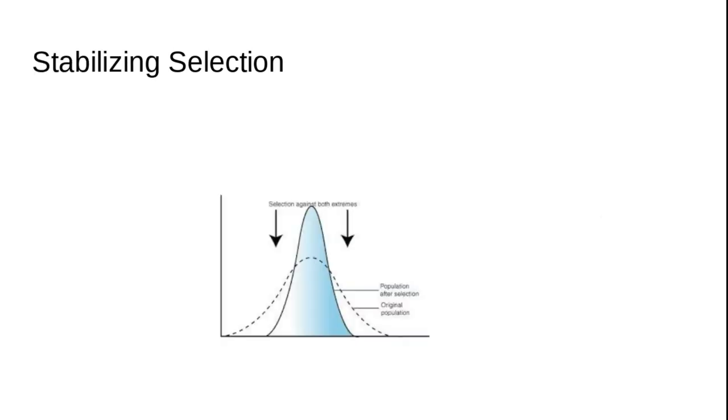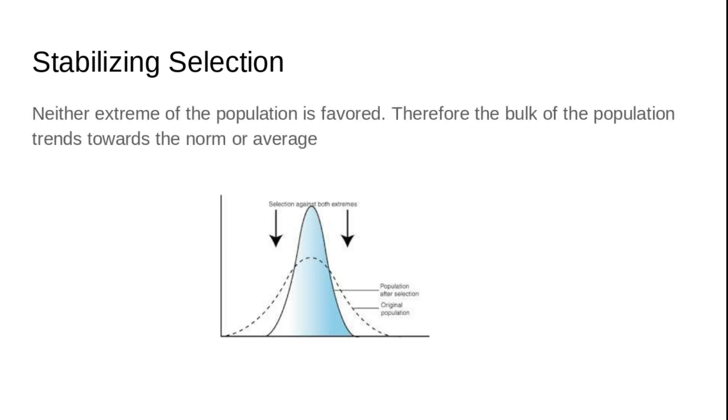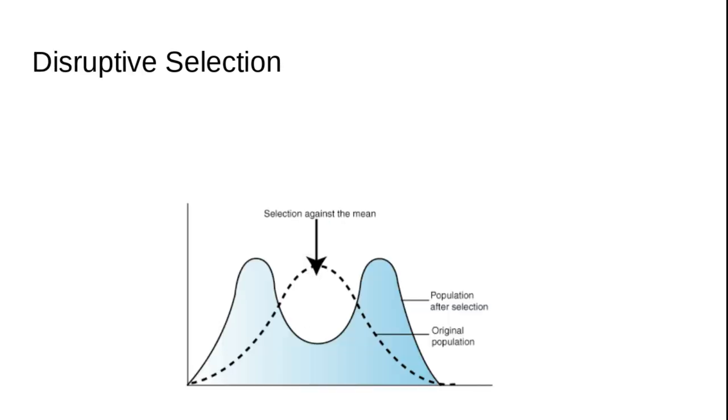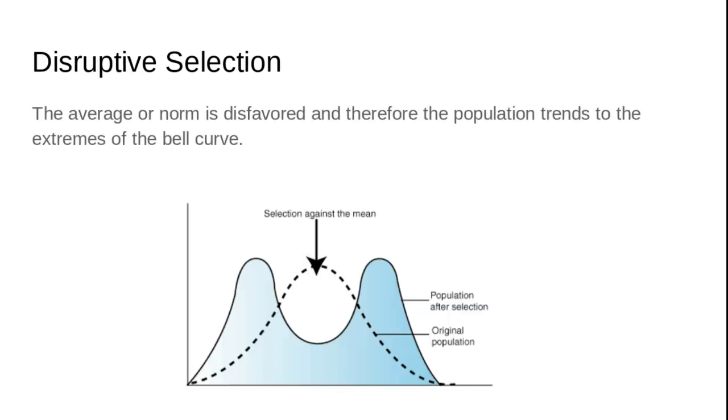Next one's called stabilizing selection. In this case, both extremes are not favored, and the average or the norm is favored. And as you can see from this graph here, the number of individuals there in the middle increased significantly, whereas either end, there were fewer individuals. And the third one is called disruptive selection. In this case, the average or the norm is disfavored, and therefore the population trends to the extremes of the bell curve.